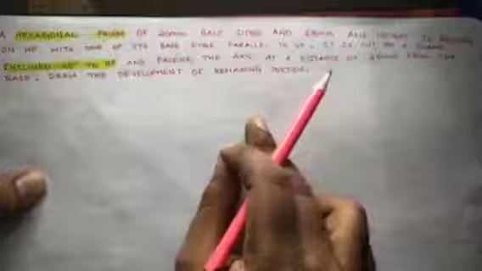It is understood that it is going to be perpendicular to VP and passing through the axis at a distance of 25 mm from the base. So they have given the angle and the position at which it cuts the axis, and draw the development of the remaining portion. So we'll start the problem. So it is a hexagonal prism. So let me draw an XY line.